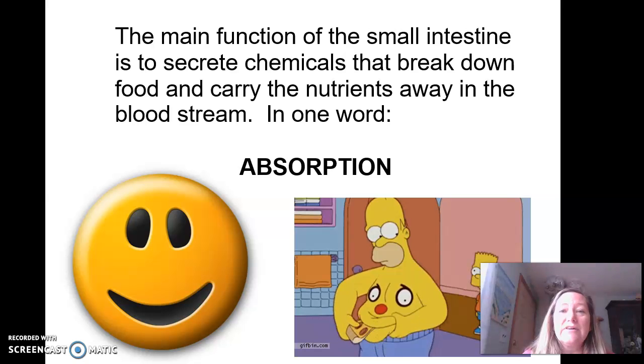The main function of the small intestine is to secrete chemicals that break down food and carry the nutrients away in the bloodstream. One word: absorption. Thank you, Homer.